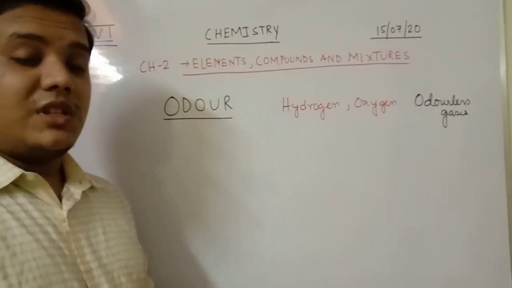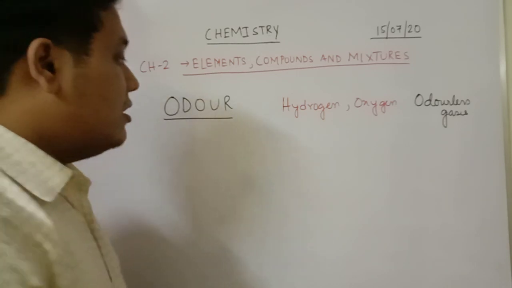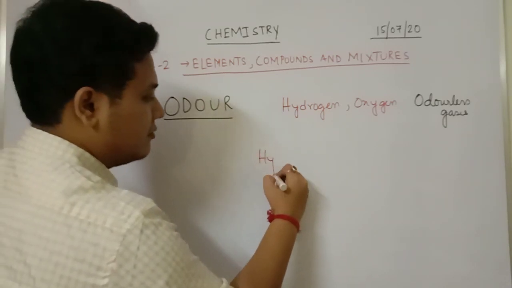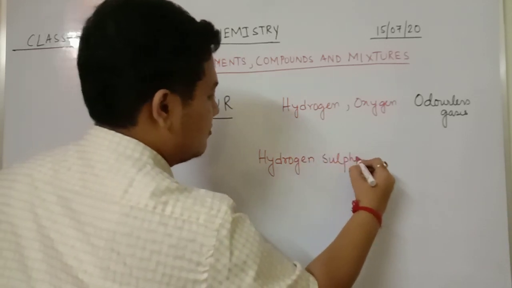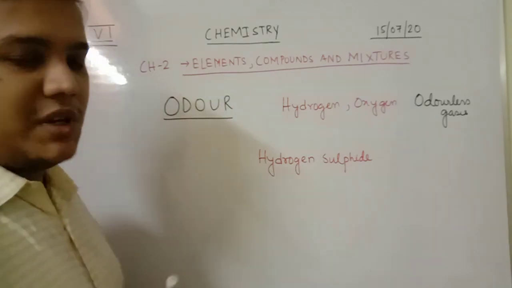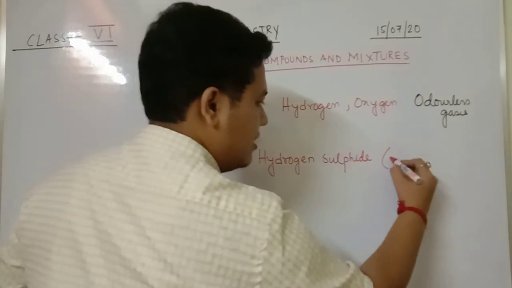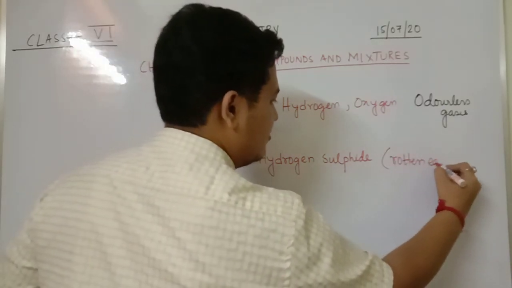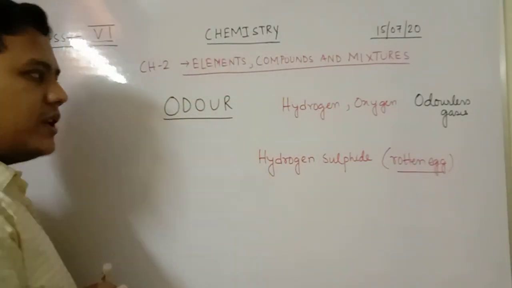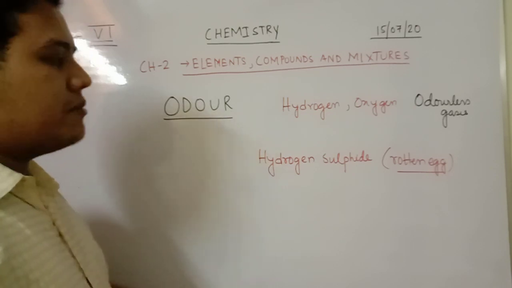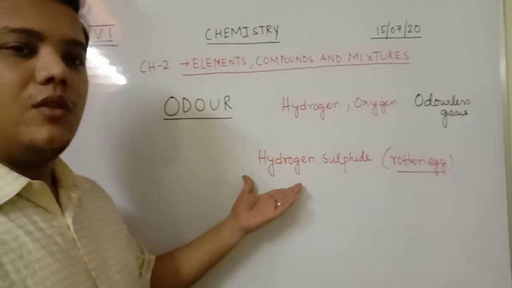But there are some gases which have a very bad smell. In your chemistry lab, when you grow older, you will learn about this gas: hydrogen sulfide. It is a very bad smelling gas. The smell of a rotten egg. It smells very bad. So it has a unique odor. That is why we can distinguish some gases because of their odor also. Apart from color, we can also distinguish the gases because of their odor or smell.